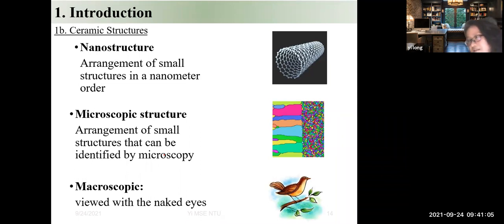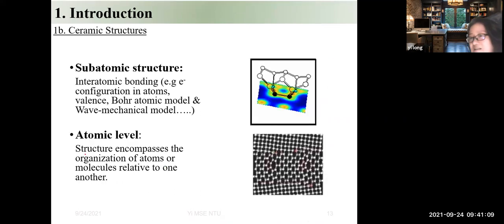Okay, so you can see this is increasingly becoming bigger and bigger, right? Let's start from the smallest level. The smallest level is subatomic structures, such as what the bonding is, ionic bonding or metallic bonding. You can talk about valence, the Bohr atomic model. These are the very subatomic structures.